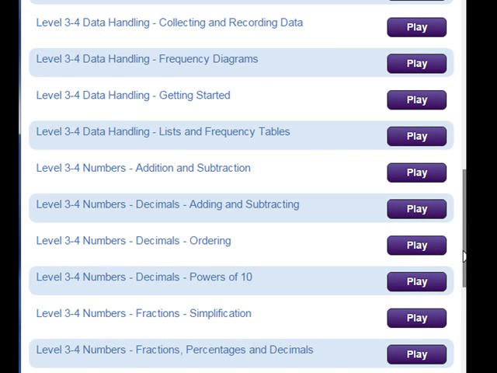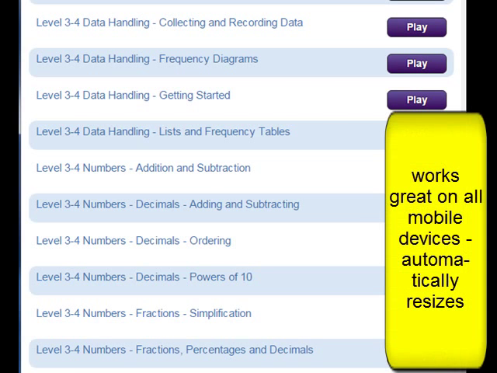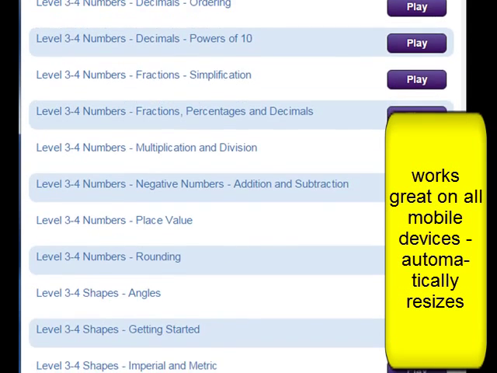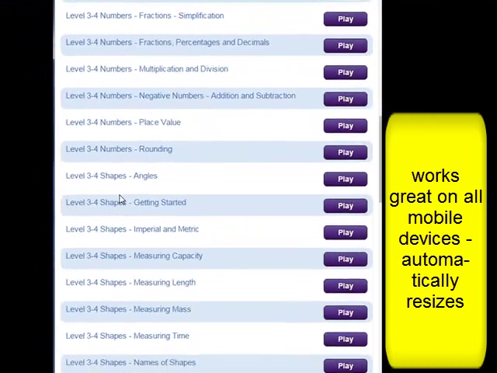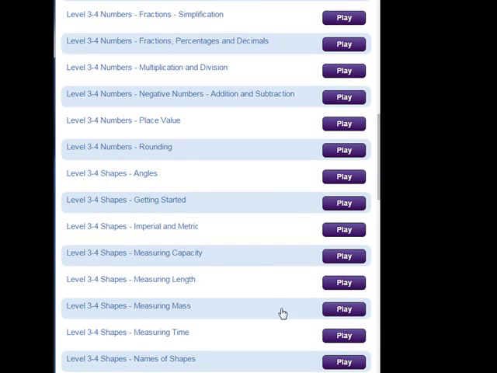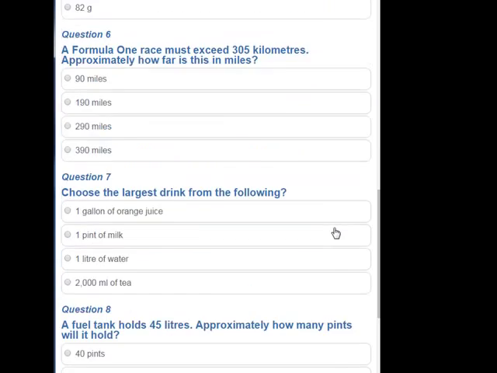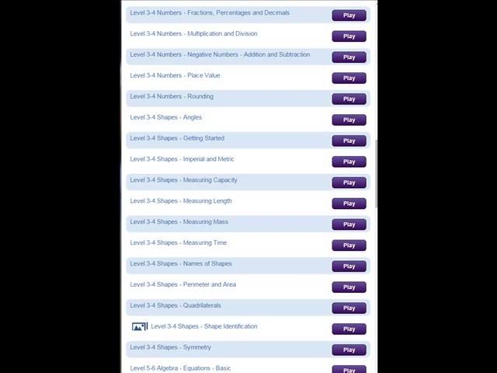Ideally, when you have it on your phone or your iPad, your kid will be able to revise, and you yourself will be able to make sure you're up to speed with all these areas: rounding, angles, imperial, and metric. So you've got questions on all of these.